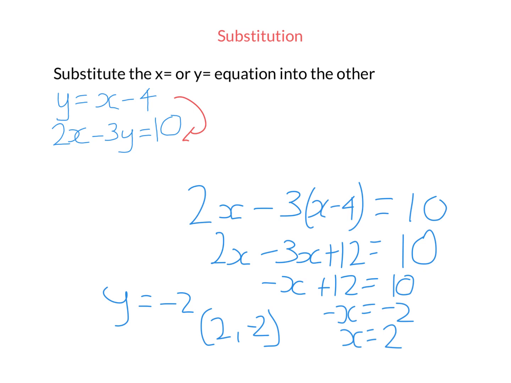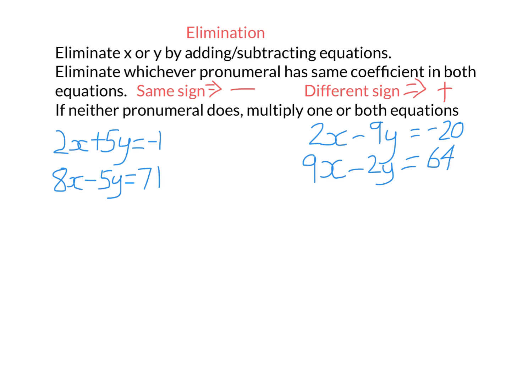All right, let's now look at the elimination method. To use the elimination method, we eliminate either the x's or the y's from both equations. So how do you actually do that? Well, you end up either adding or subtracting together the equations. The idea is if we get rid of the x's or the y's, we reduce it to one equation with one pronumeral, and we know how to solve those really easily.